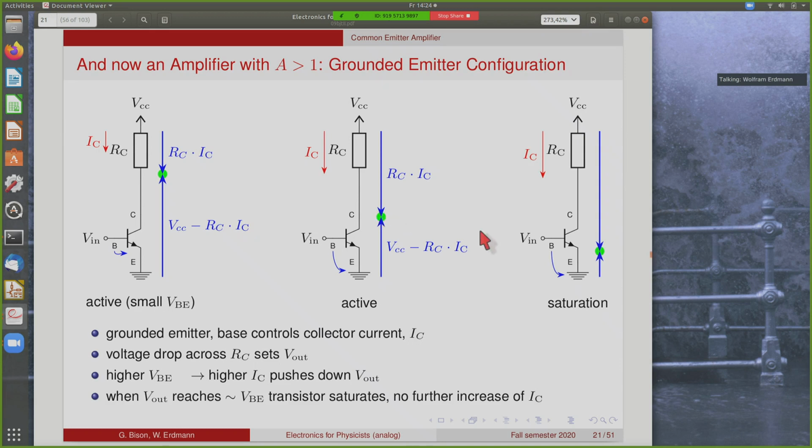If you go too far, so your current becomes so high that the resistor wants to push this point below the base potential, then you start getting into saturation, and at that point there will be no further increase of the collector current. This is very similar to what we've discussed last time, where we treated it with a current source at the input.